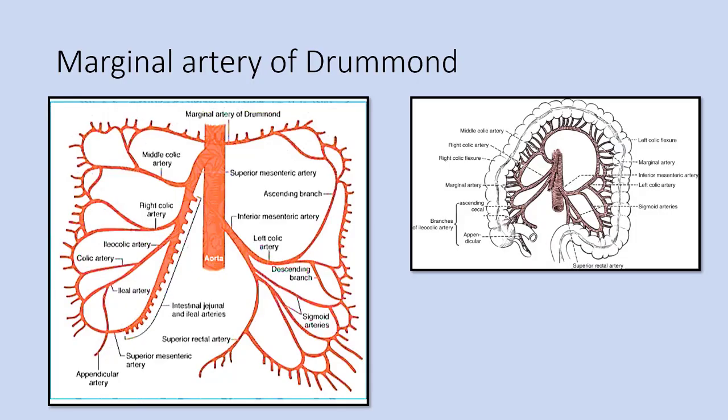Marginal artery of Drummond. The arteries which are supplying the colon make a marginal artery. You can see here, this is the one. It is named after a scientist, that is marginal artery of Drummond. All these are feeding it: right colic artery, ileocolic artery, middle colic artery, left colic artery, sigmoidal artery. This marginal artery lies nearly 1 centimeter away from the mesenteric border of the large intestine.